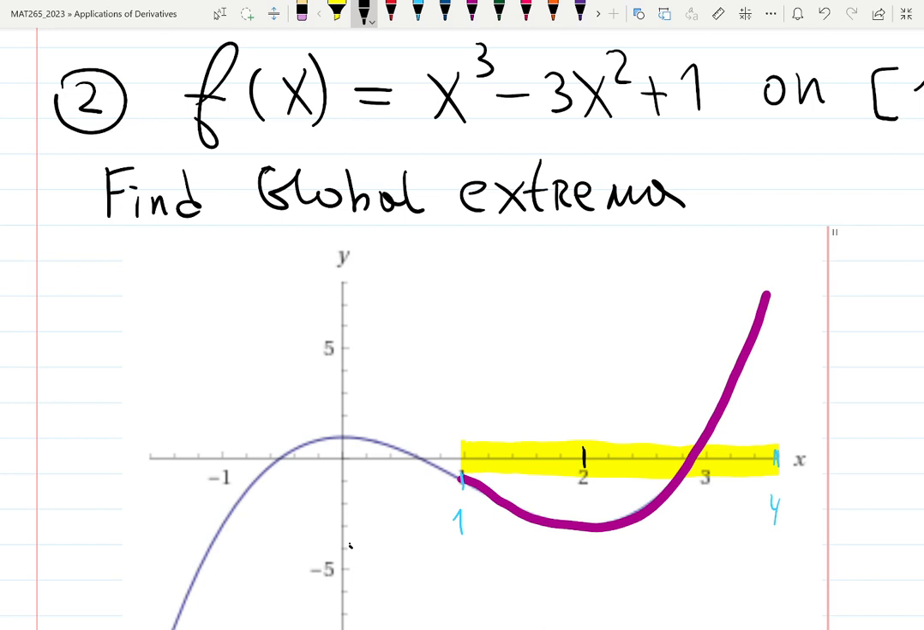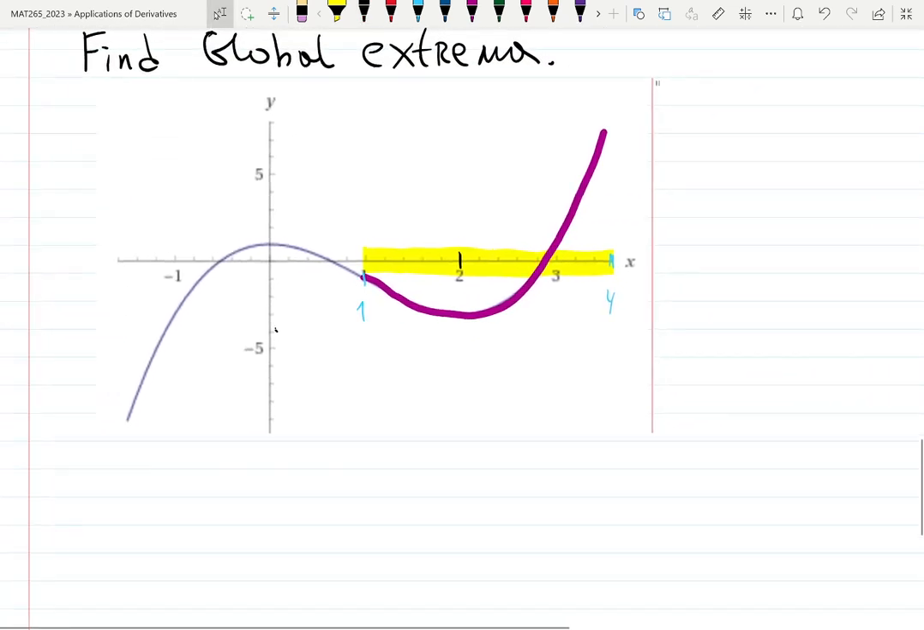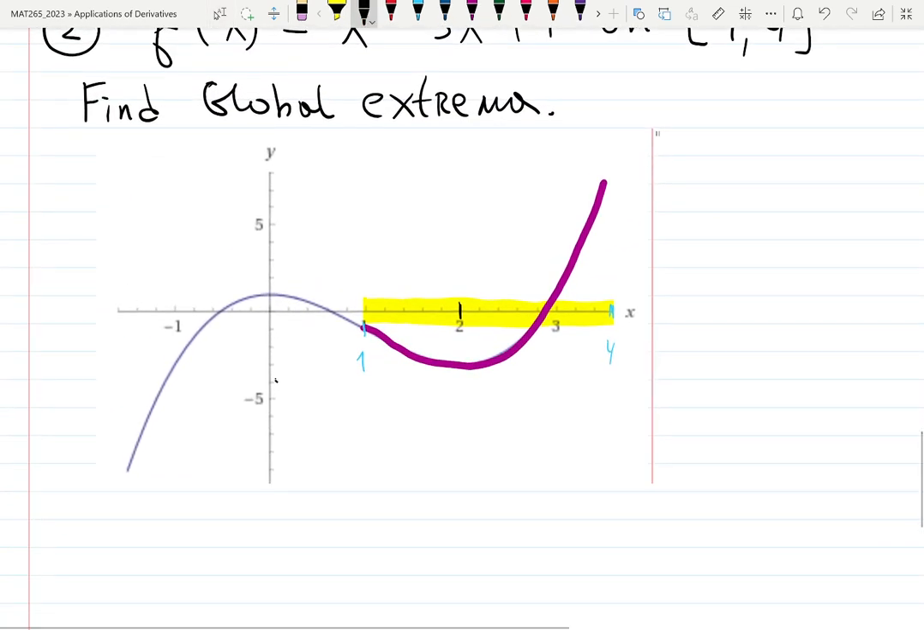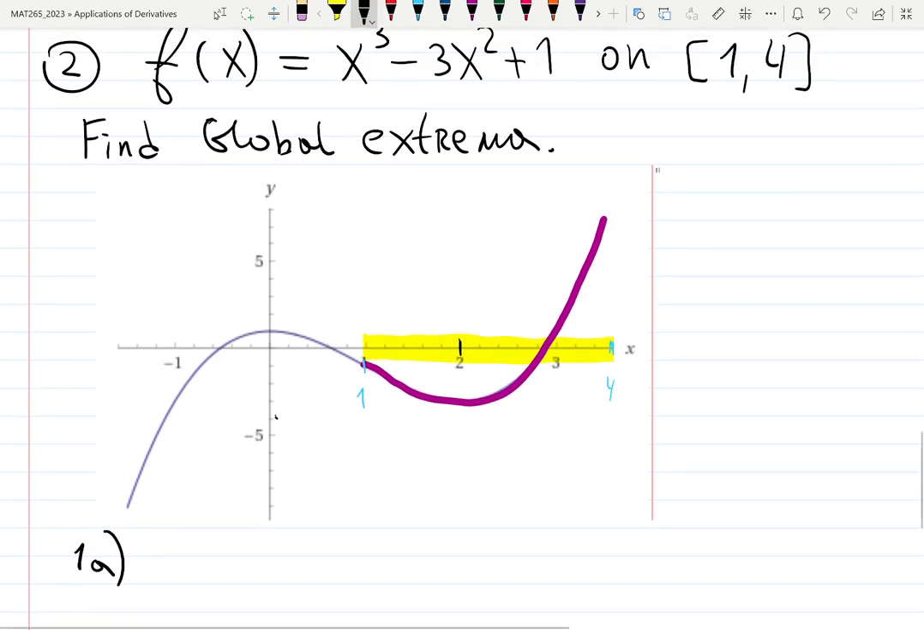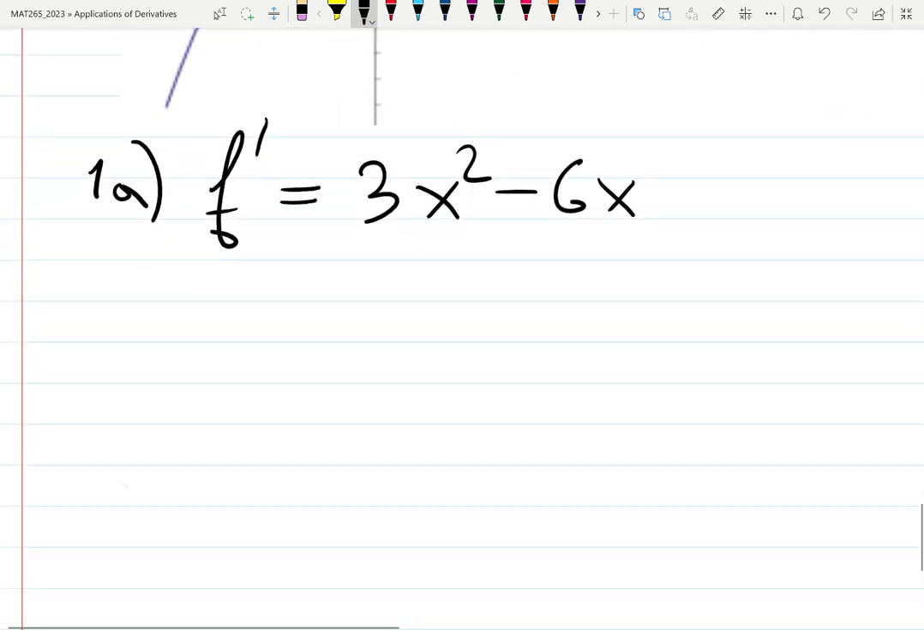The moment you see find global, local, min, max, you know what to do. You take the derivative, and then you think later. So before thinking, you take the derivative. That's how I recommend to start. 1A, take a derivative. What do you have? 3x squared minus 6x. Amazing. Beautiful.